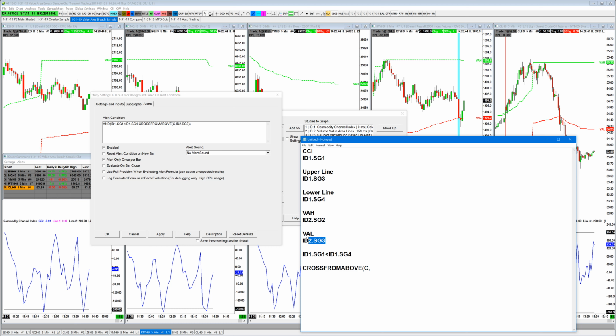So we conveniently wrote that down. So this is our second condition. First condition, CCI is below negative 200. Second condition, the price is crossing the value area low from above. That's it. Those are the two conditions.